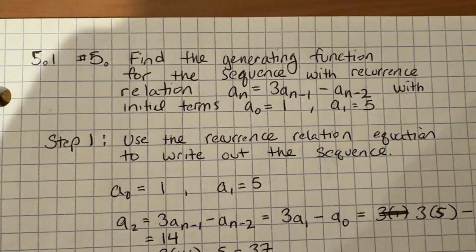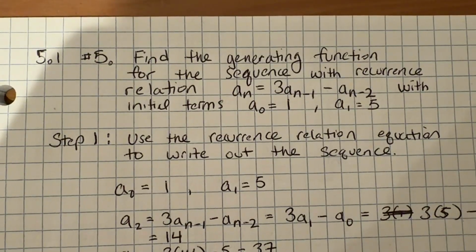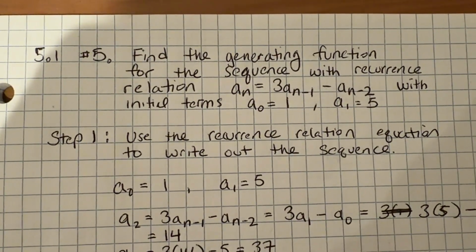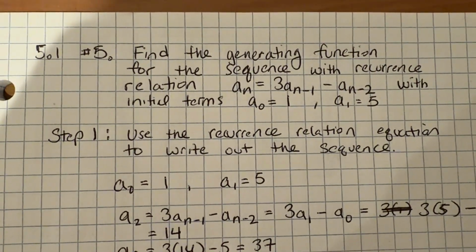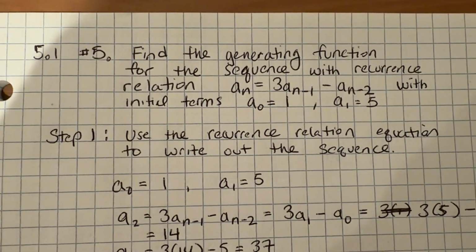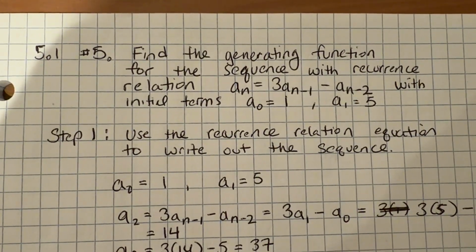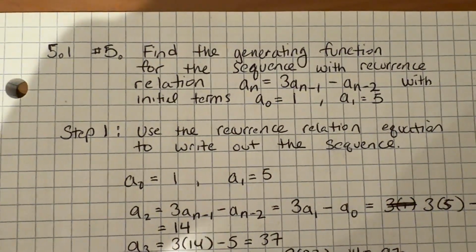Okay, so for my problem, we're going to be in section 5.1, number 5. This is a section for generating functions. So the problem is: find the generating function for the sequence with recurrence relation a_n = 3a_{n-1} - a_{n-2}, with initial terms a_0 = 1 and a_1 = 5.